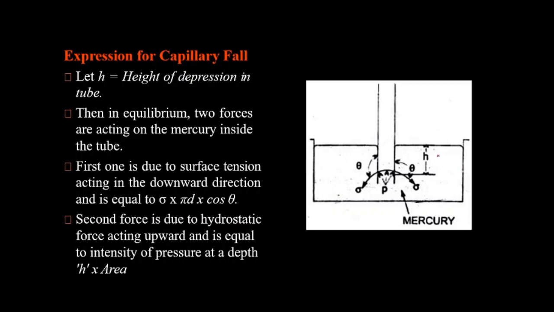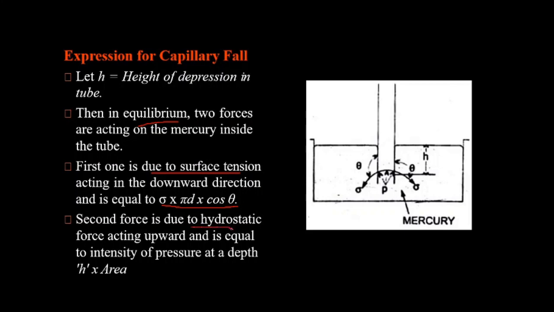So let h be the height of the depression. Then in equilibrium, as we did in the capillary rise, we do the same. Two forces are acting on the mercury inside the tube. First one is due to the surface tension, another one due to the weight. So the first one, due to the surface tension, what will it be? Sigma pi d into cos theta. It will not change, it will be the same. The surface tension force will be sigma into pi d into cos theta.